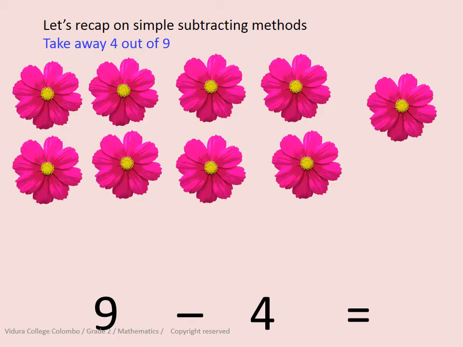Let's recap on simple subtracting methods. Take away 4 out of 9. We have 9 flowers and we have to take away 4 out of it. 1, 2, 3, 4. Now count the rest of the flowers. 1, 2, 3, 4, 5. We have 5 flowers left. So the answer of 9 minus 4 is 5. 9 minus 4 equals 5.